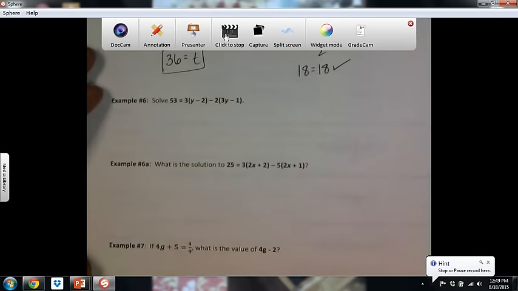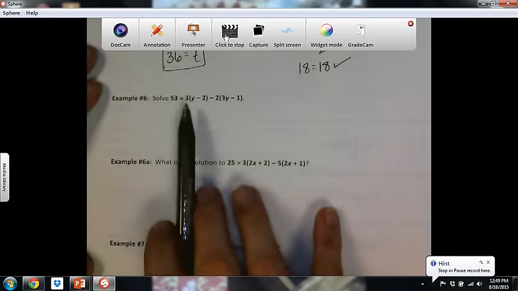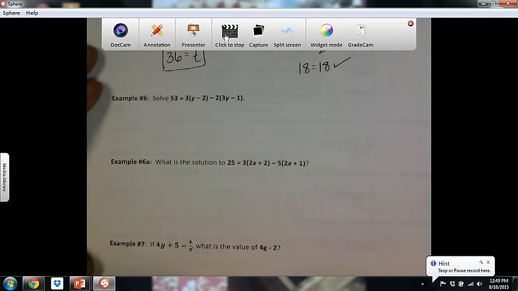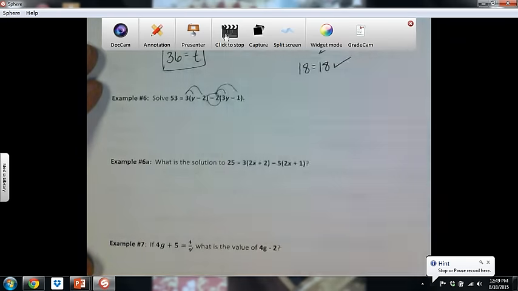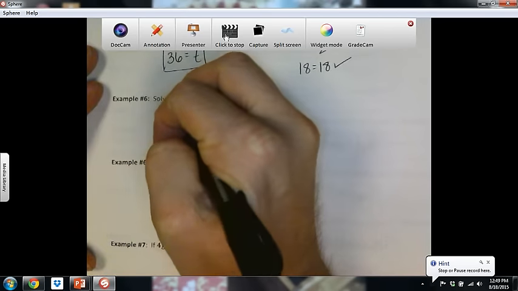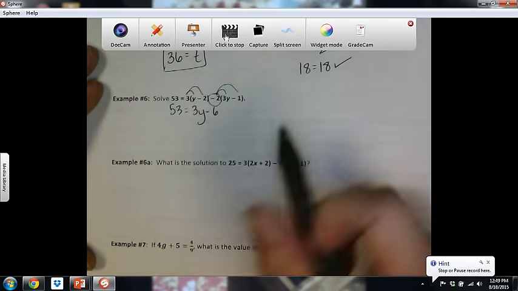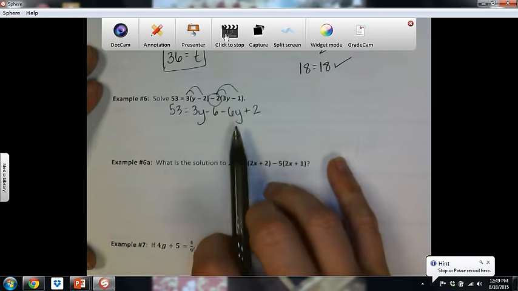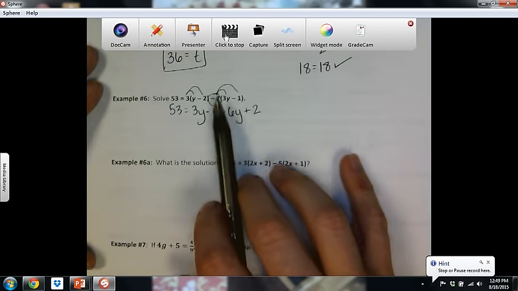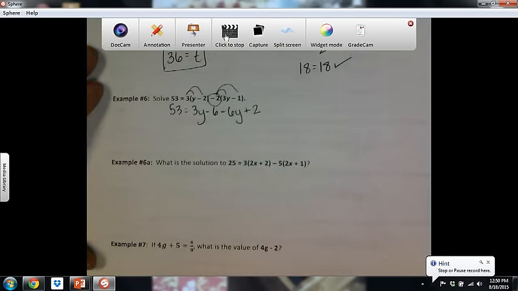Then we get into some more complicated questions here. It's important to simplify your problem down as much as possible prior to trying to solve. So the first step is to distribute both of these. I need to make sure that I distribute the -2 here. So I'm going to get 53 equals 3y minus 6, 3 times y, 3 times 2, minus 6y plus 2. Negative 2 times 3y gave me the negative 6y, and negative 2 times negative 1 gave me the positive 2. Then I can combine like terms on the right side.